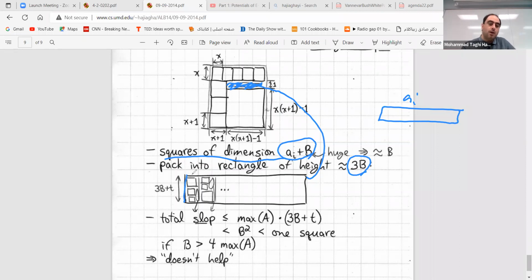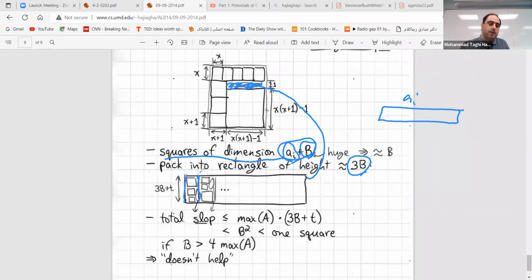Then what will happen? Now we have all of them as squares. Note that the sum of the height of these guys would be 3B plus T. 3B because each of them has this big number. What is T? T because the sum of these AIs should come to T. Now, in some sense, you are forced to put these guys together such that, and say that these guys, I think the size of this guy is also, I will say, probably B plus T or something like this, or B plus max A. Good.